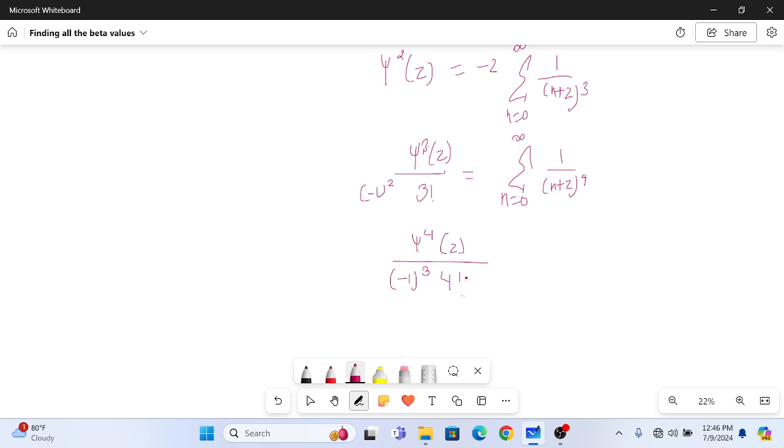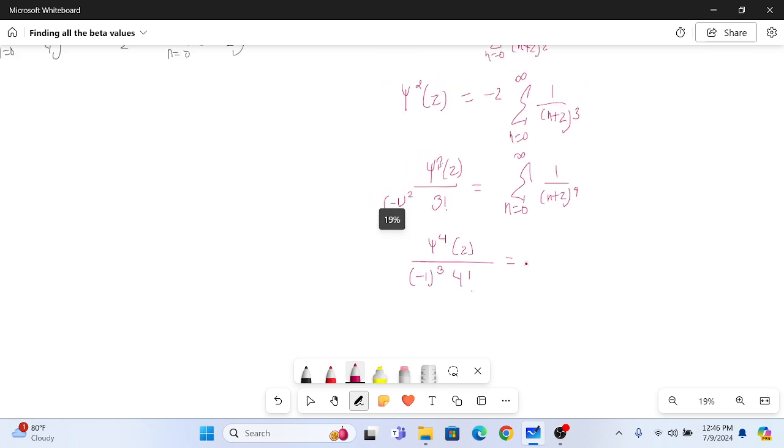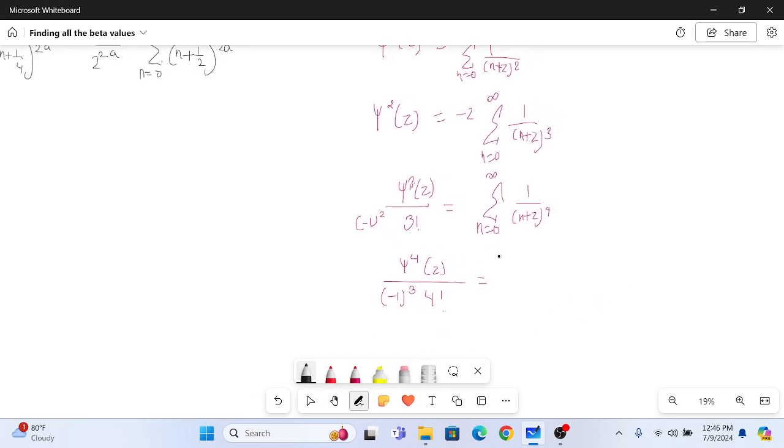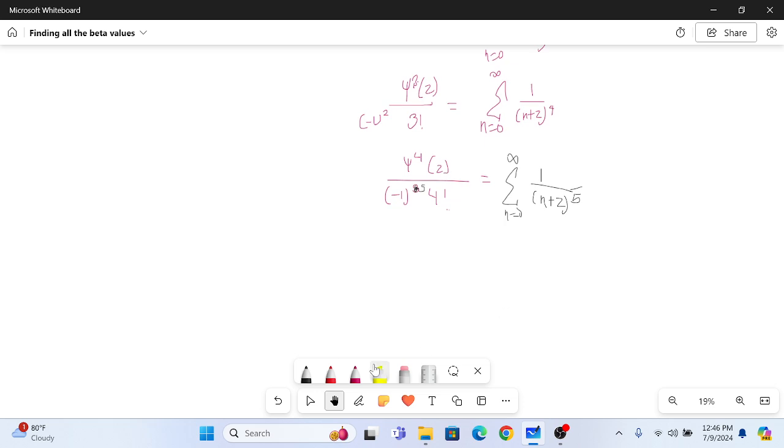Yes, let me check if it's going correct or not. Factorial will be there, and then, wait a second, now there will be sum from n equals 0 to infinity of 1 by (n plus z) to the power 5. Okay, going good. Now my 3 and my 5 are both odd, so in place of 3 let me write 5 so that the number is the same. Okay, now if I differentiate this again, what do I get? The fifth derivative. Now again minus 1 will come, so minus 1 to the power 6 by 5 factorial will be the sum from n equals 0 to infinity of 1 by (n plus z) to the power 6.